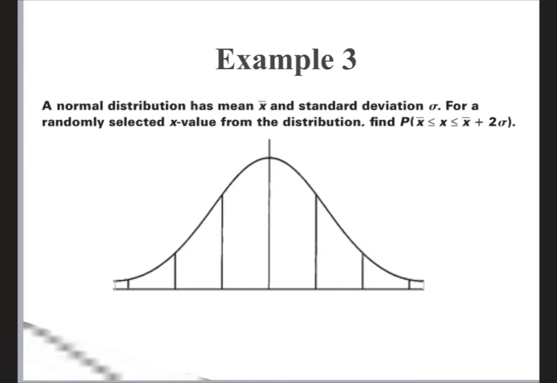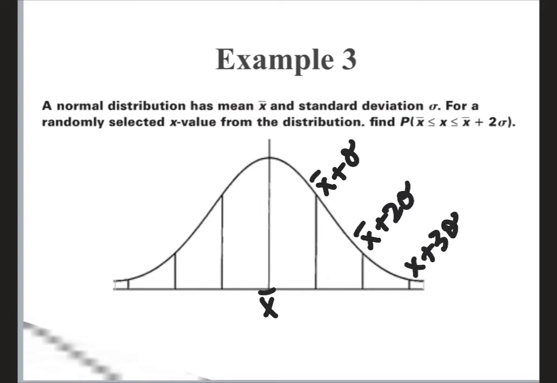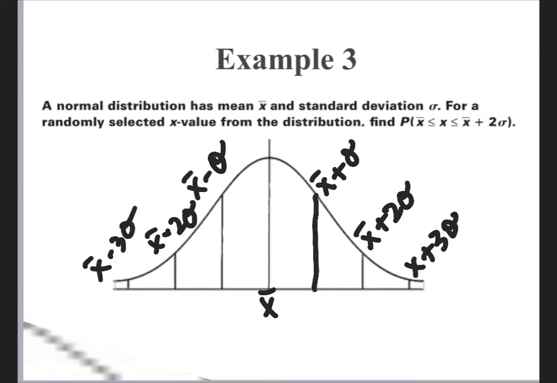Okay. Now, this one, it's the same thing as last time. Okay, you have your normal curve. Here's your mean. Here is your mean plus 1 standard deviation, mean plus 2 standard deviation, mean plus 3 standard deviation, and then we just left off the 4, but it's there, okay? Same thing here, mean minus 1 standard deviation, mean minus 2, mean minus 3, okay? Which is these lines right here.